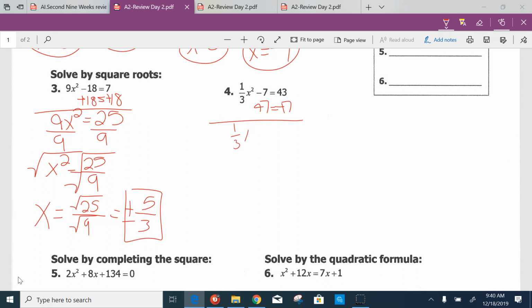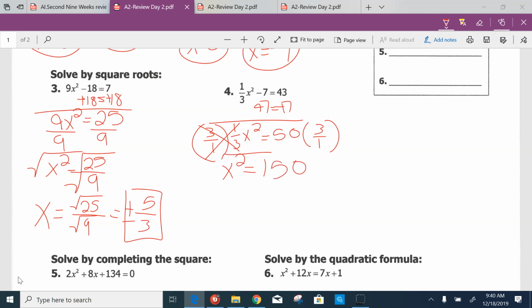1/3 x squared equals 43 plus 7, which is 50. To clear up that fraction, I multiply times the reciprocal, 3 over 1, on the left and on the right. Basically, 3 over 1 means multiplying times 3. So I get x squared on the left remaining. 50 times 3 is 150.